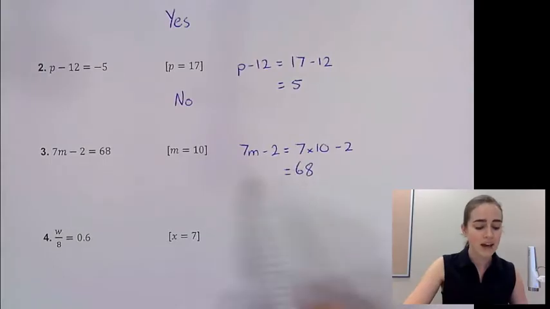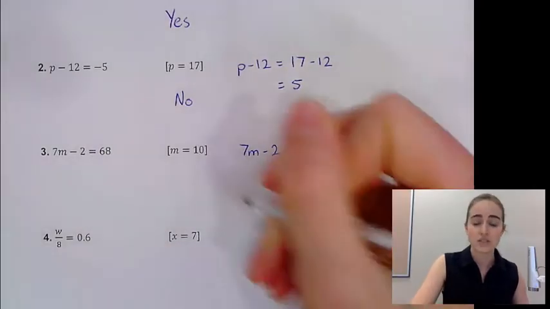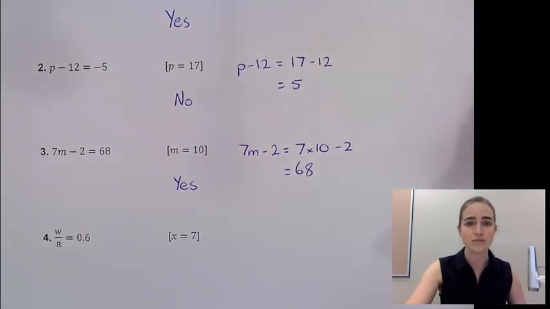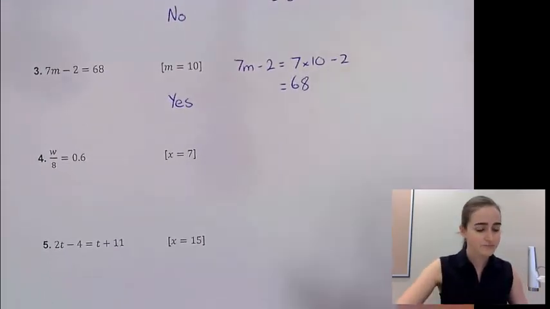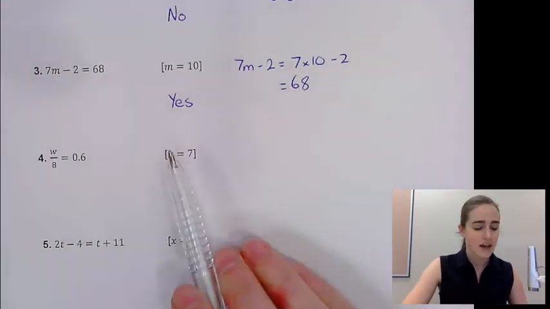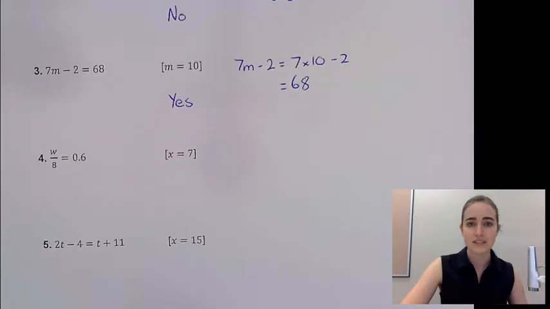And now we compare that to our answer over here, and because it's the same, that means that yes, m equals 10 is the solution. All right, we've got 2 more. So we've got w divided by 8 equals 0.6, and we're seeing if w equals 7 is the solution.